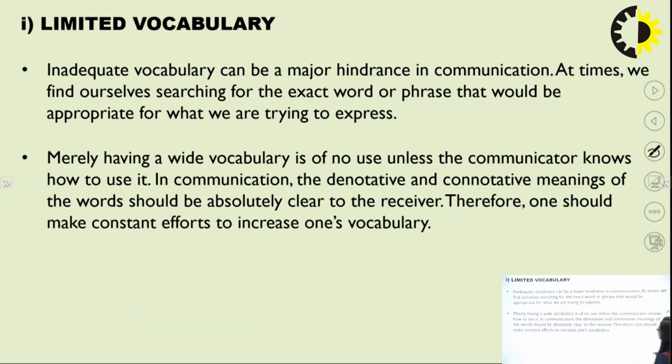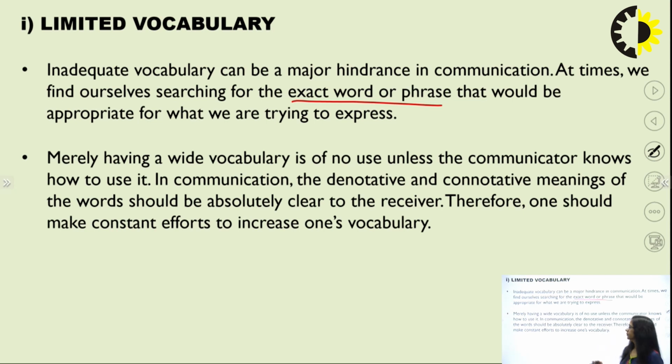First one is limited vocabulary. Inadequate or insufficient vocabulary can be a major hindrance in communication process. At times, we find ourselves searching for the exact word or phrases that would be appropriate for what we are trying to express.